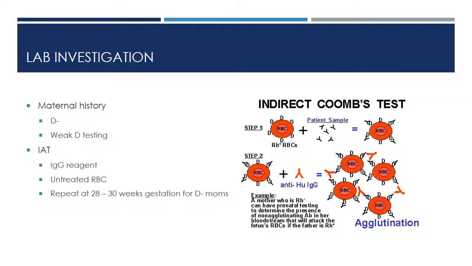Now, lab investigation to determine the risk of HDFN really starts before the kid is ever born. We really start with the maternal history. Okay, does the mother produce any IgG against some high-risk antigen? Now, of course, the most significant antigen and the most common is going to be D. So we need to know if the mother produces an anti-D.